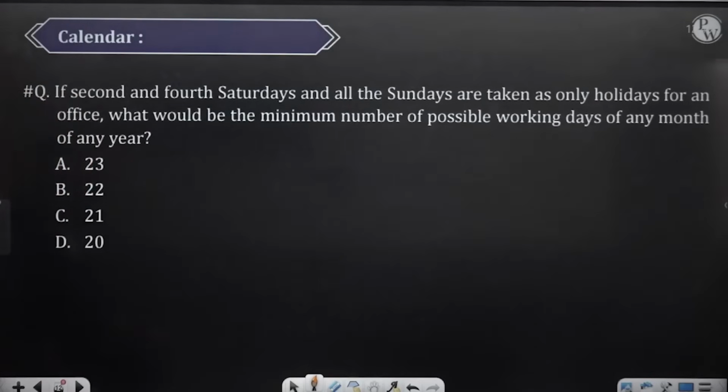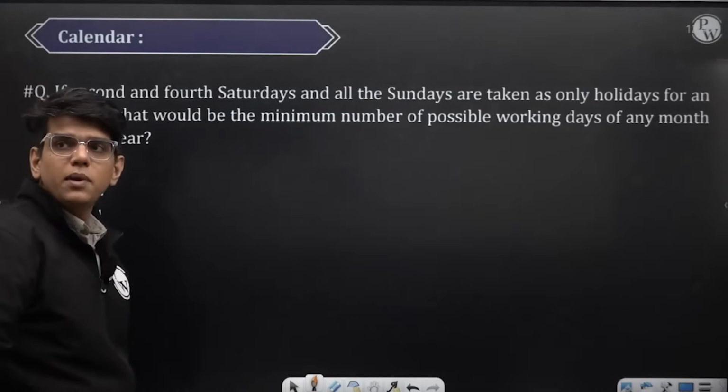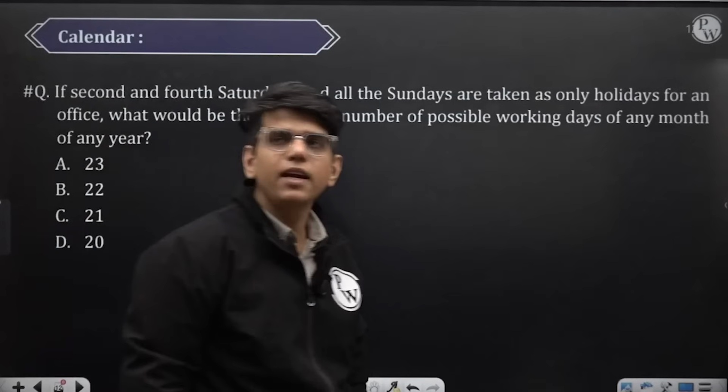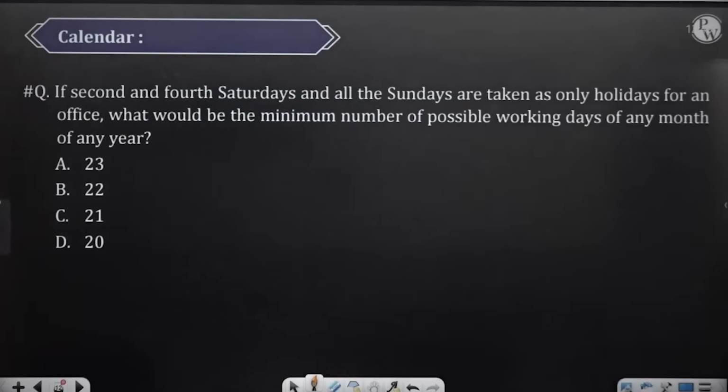Next, let's see: if 2nd and 4th Saturdays and all the Sundays are taken as the only holidays for office, what would be the minimum number of possible working days? Minimum number of possible working days. Let's see. We have to see the minimum number of days possible in a month.